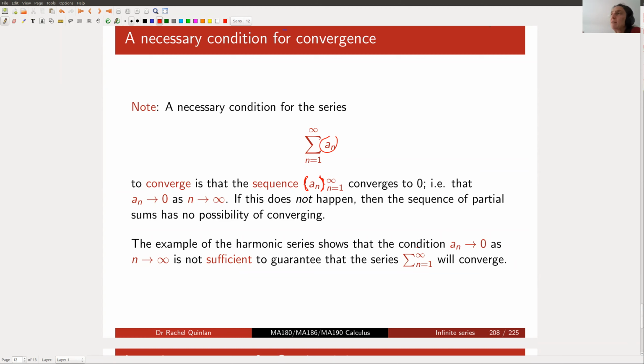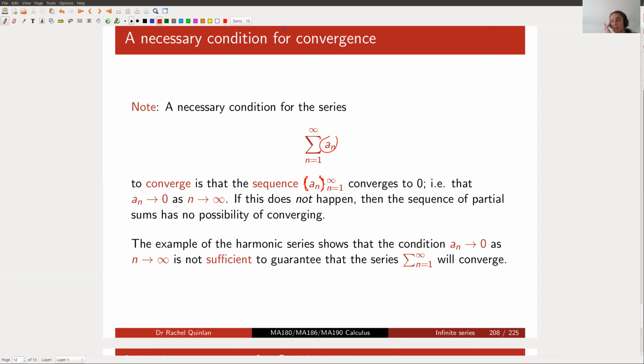If the individual a_n that have been added on at each step are not shrinking to zero as n heads to infinity, then there's no possibility for this series to converge, for this sequence of its partial sums to converge, because it's just changing too much at each step. So basically, if somebody asks you whether a series is convergent or not, the first check to do, even subconsciously, is to glance at what the nth term is. And if that's not heading towards zero as n heads towards infinity, then the series has no chance of converging.